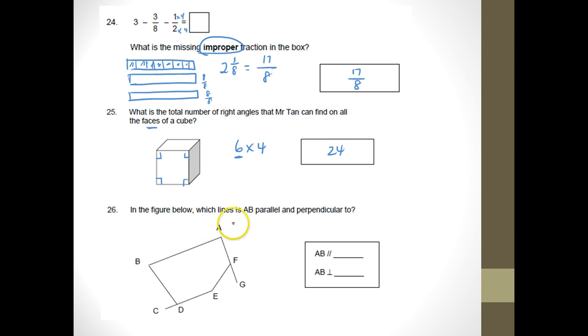In the figure below, which line is AB parallel and perpendicular to? So I know AB is this line. It is parallel to ED, and it is perpendicular to, so it's parallel to ED, and it's perpendicular to AF.